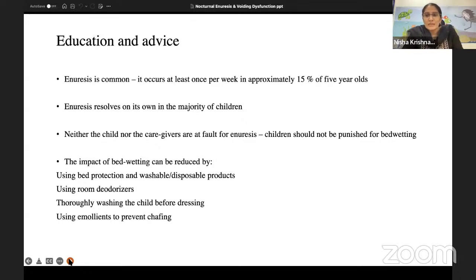What can be done is that because bedwetting can be so embarrassing for the child, we can help them and teach them small things like using bed protection, washable or disposable products, using room deodorizers, thoroughly washing the child and dressing them if this has happened, and using emollients so that the child does not get any rash.